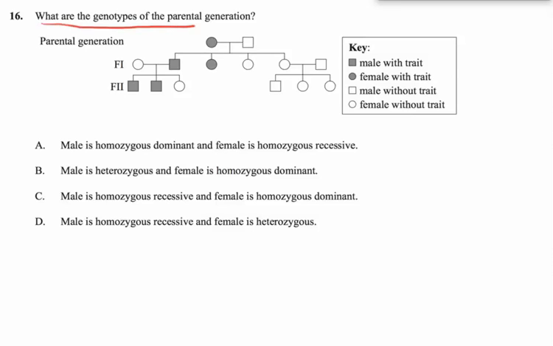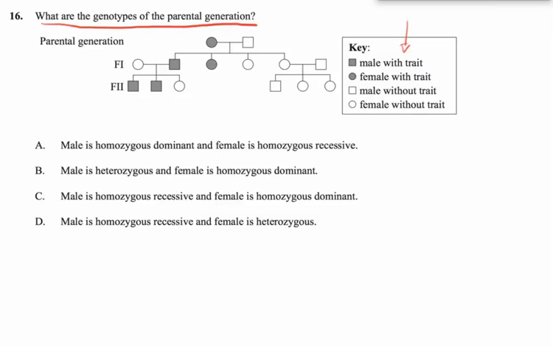So the first thing that you might assume is that the question is just asking you what the genotypes of the parental generation are. So that's these two people right here, the mom and the dad. It's just not breaking any normal rules. The circles represent females, the squares represent males, and they have a key here if you're unsure about that. And if they're filled in, it means they have a trait.